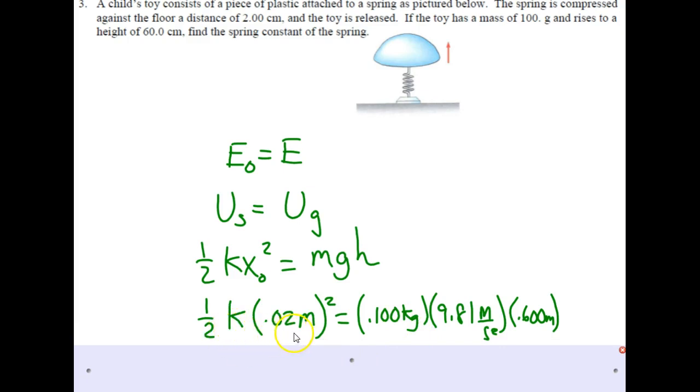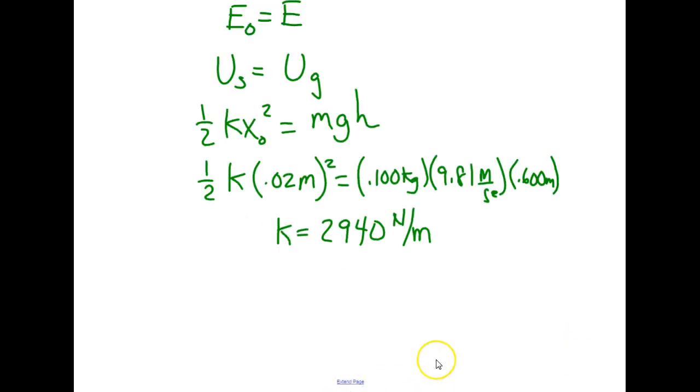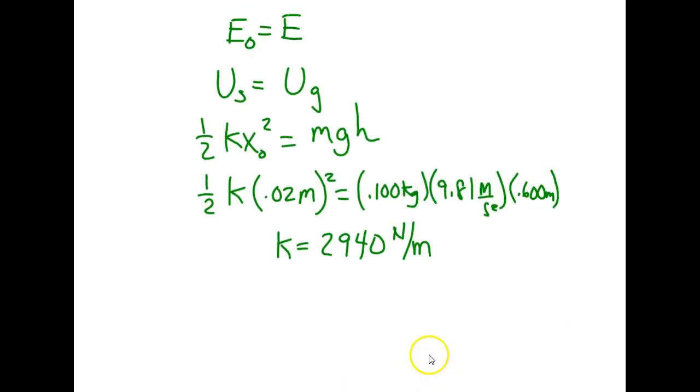1/2 K, 0.02 meters was the compression here. It's in centimeters, so we have to convert that to meters. Equals M, 0.100 kilograms, G, 9.81 meters per second squared. H was given as 60 centimeters, which is 0.600 meters. Do the algebra and solve for K, and we get 2,940 newtons per meter.